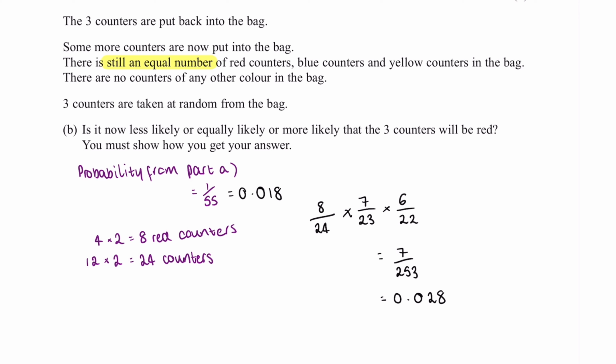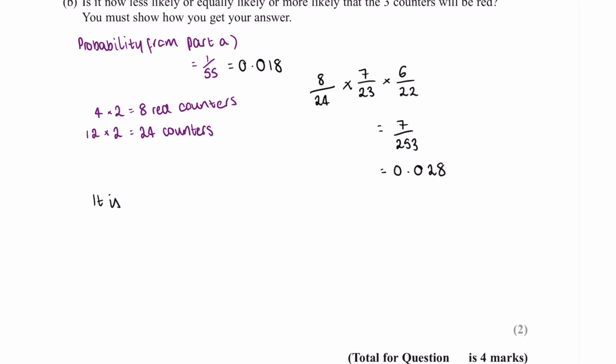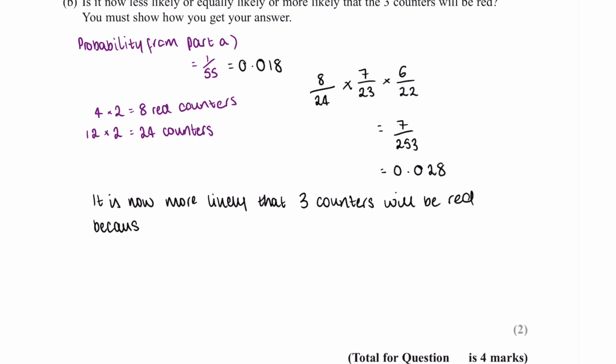So the final thing we need to do is write a summary statement. So we can write something along the lines of, it is now more likely that 3 counters will be red because 0.018 is less than 0.028.